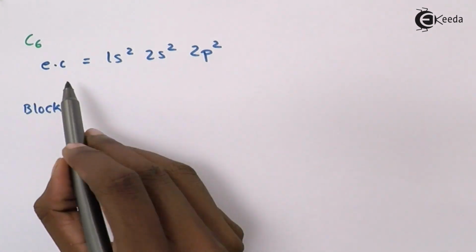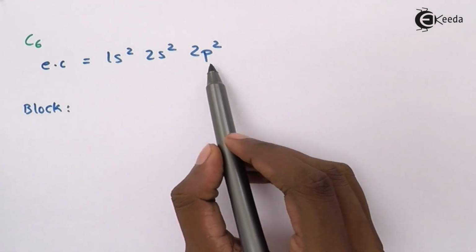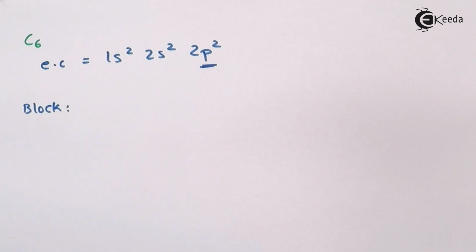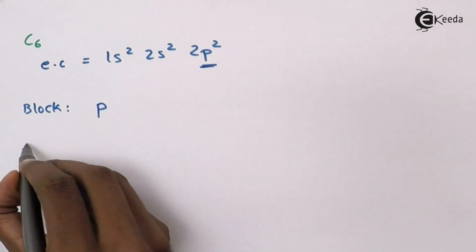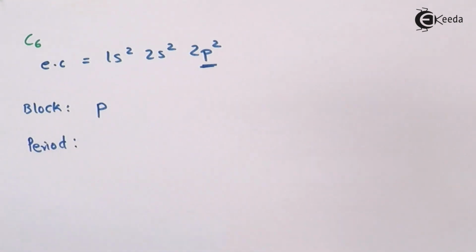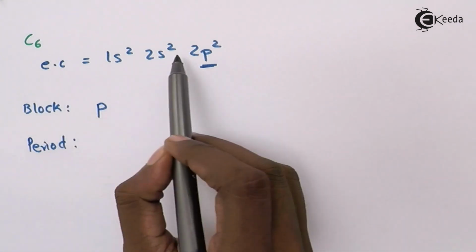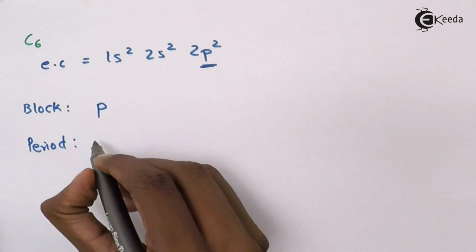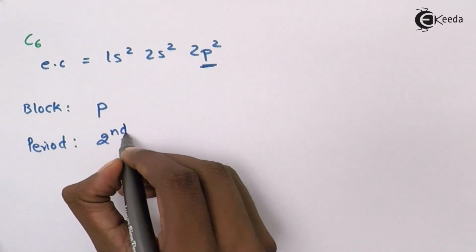For that we have to observe the outermost subshell. In this case, the outermost subshell is found to be p. So therefore it belongs to the p block. And moreover, to find the period to which carbon belongs, we have to see the outermost shell. The outermost shell is basically the 2nd shell, as you could see here. So therefore it belongs to the 2nd period.